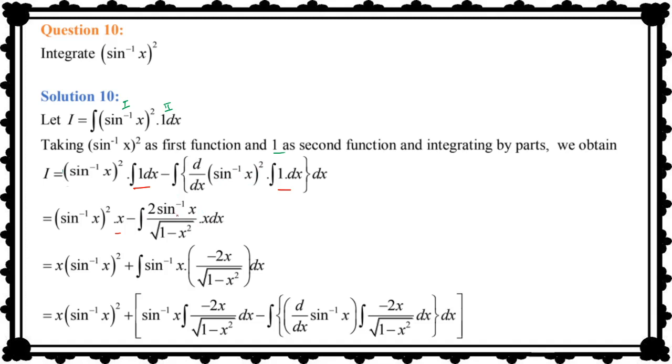And then we are applying the chain rule here. Derivative of sine inverse x is 1 upon under root 1 minus x square, integral of 1 is x, right? Now x sine inverse x whole square plus integral of sine inverse x into minus 2x upon this. Now what are we doing here? Again we are applying integration by parts. First function this, second function is this. First term as it is every time, plus first as it is, integral of second minus integral of derivative of first into integral of second.